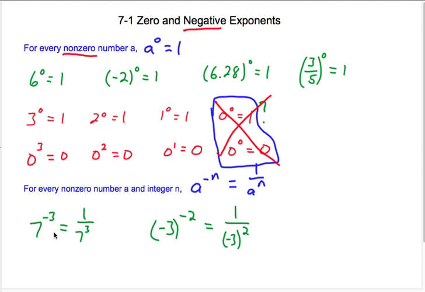So 7 to the third power we know is 7 times 7 times 7. But 7 to the negative third power is 1 over 7 to the third power. Or 1 over 7 times 1 over 7 times 1 over 7. So basically having a negative symbol in the power means reciprocal. Okay, so negative 3 to the negative 2 power is just like the reciprocal of negative 3 squared. You see, 1 over negative 3 squared. So let me show you some examples of that.